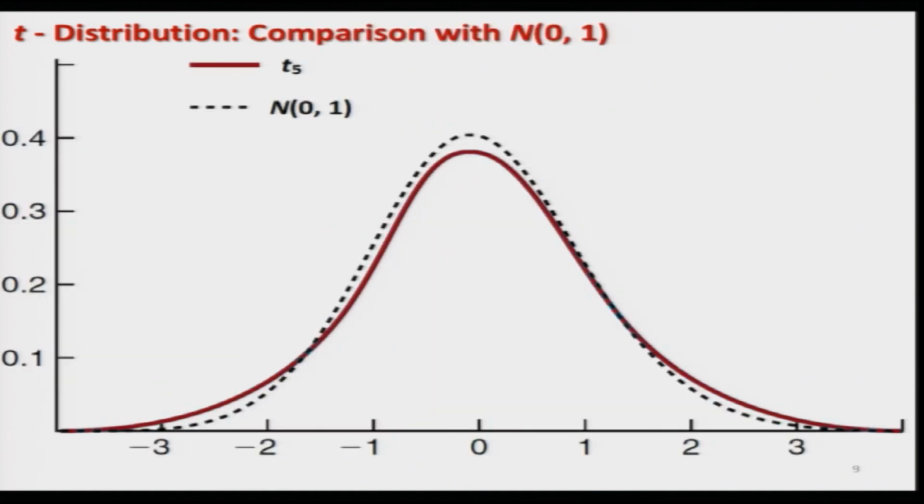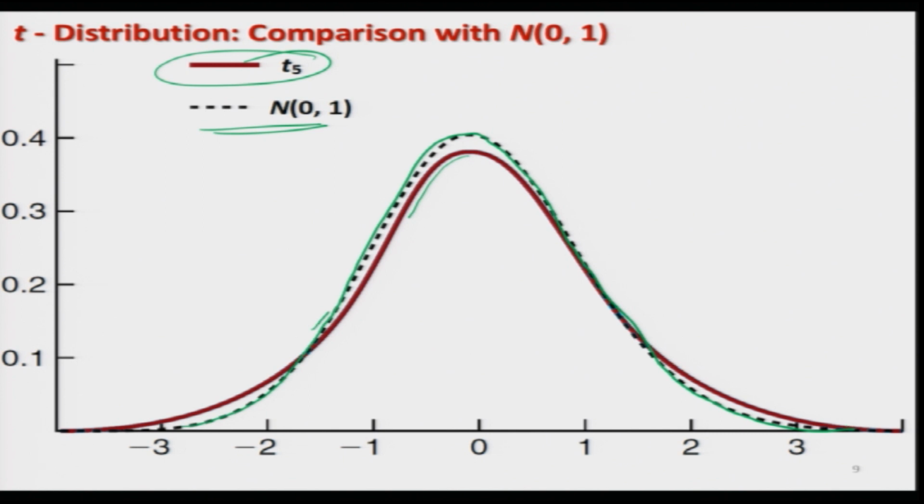Now, I try to show you the comparison of the normal and t distribution. With this black dotted line, I am indicating the normal 0, 1, and with this line in red color, I am indicating the t5 distribution, that means the t distribution with 5 degrees of freedom. And if you increase the degrees of freedom, this distribution will simply overlap the normal distribution like this, and you have seen that this time I have made a smooth curve.